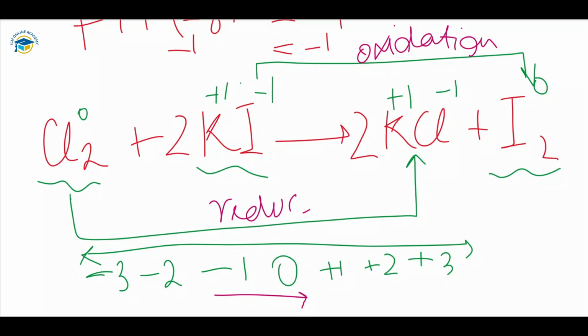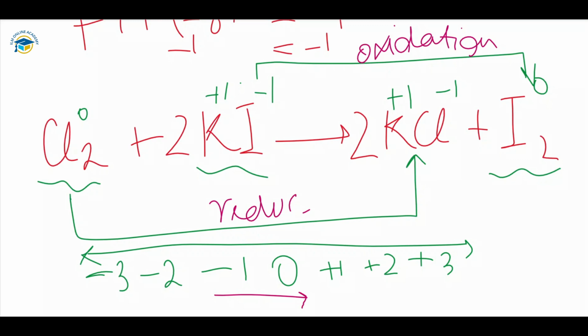So here the halogen iodine, the oxidation number of the iodine changes from -1 to 0. It has increased. Iodide ions are oxidized to iodine. The oxidation number of chlorine changes from 0 to -1. It has decreased, and chlorine is reduced to chloride ions.